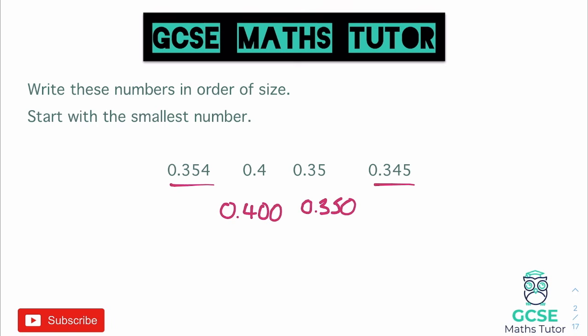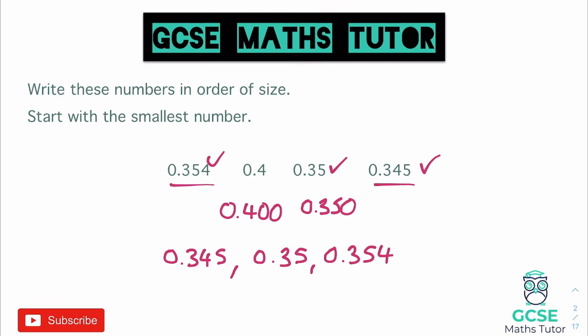So the smallest number is going to be the 0.345, so we'd write that down. The next smallest is going to be the 350, which is the 0.35, so that would go next. Then we have 354, which is the 0.354, and then to finish it off we've got the 0.400, which is 0.4. And notice how I also wrote the original decimals back in and got rid of those additional zeros that I put.